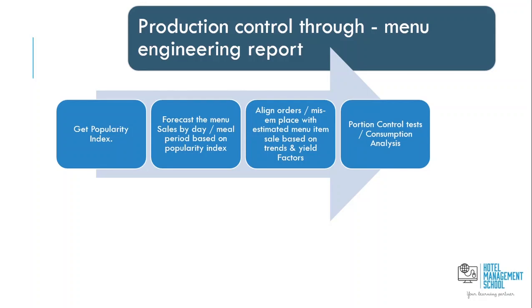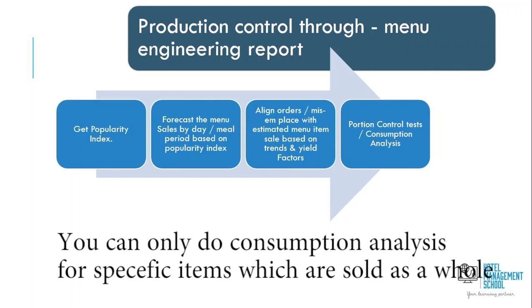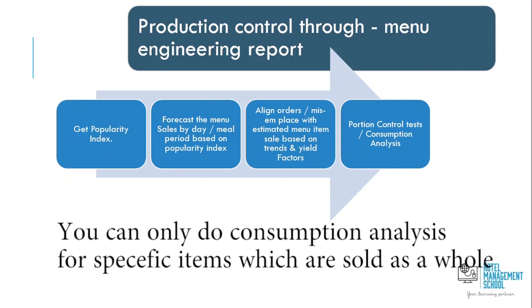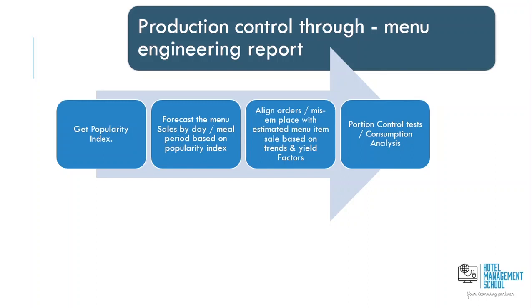Visually, it is very easy to do, right? But you cannot do it for tomatoes because tomato is used everywhere. You will not be able to do the consumption analysis there. You can do it only for specific items which are sold as a whole. Sometimes, let's say in the Philippines, there is a suckling pig. The whole pig is given out. So there is a menu item for suckling pig, and you can see how many pigs we buy in the whole month, right? So you can compare very easily with the menu engineering report.